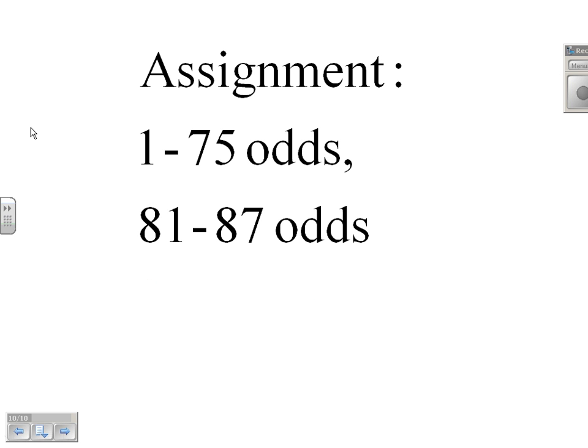And as it stands at this time, you have enough information. You should be able to battle through 1 through 75 odds pretty quickly. But we're going to come back and discuss how we apply these things to story problems. Have at it and try 81 through 87. I may add a couple problems to that, but that's going to be tomorrow's discussion.